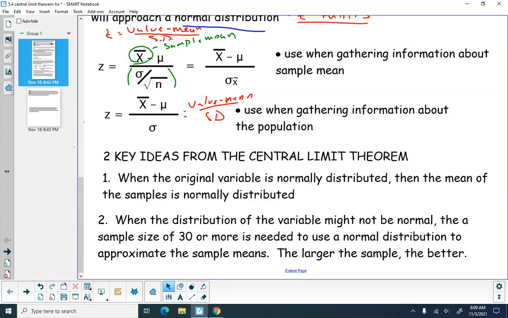Once again, as you go through this, you have to distinguish two different scenarios. One, am I pulling one person out of the population and testing that one person? Or am I testing a group of people out of the population and testing their sample means?